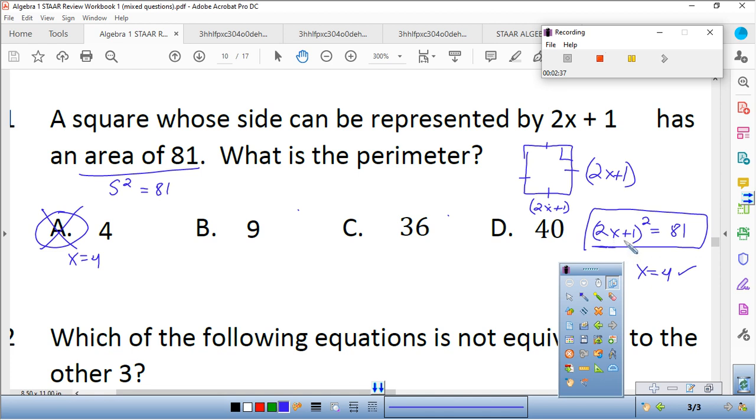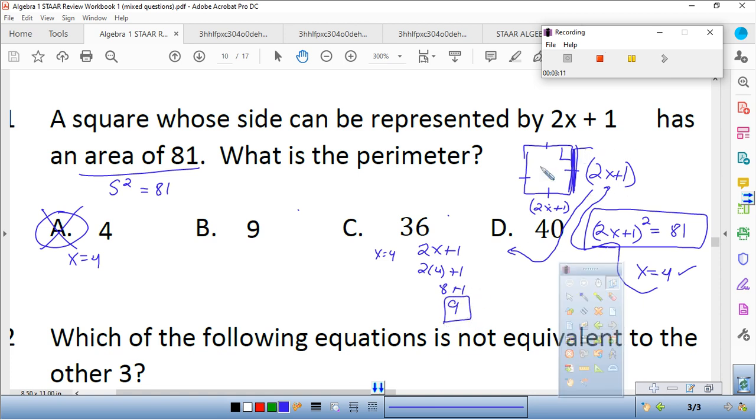Now we know that x is 4, we plug that into this right here. We're going to have 2x plus 1, which is the side length of this square. The side length here is 2x plus 1, and we do that when x is equal to 4. Then we have 2 times 4 plus 1. We have 8 plus 1, which is now 9.